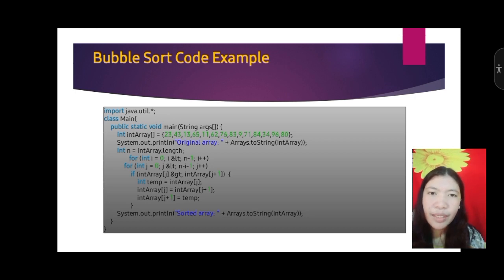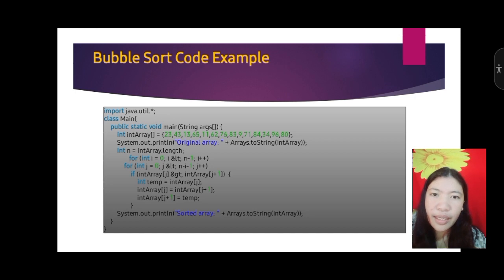Then we have the values. We are declaring the values: 23, 43, 13, 65, 11, 62, 76, 83, 9, 71, 8, 4, 34, 96, and 80. So we print the original array: System.out.println, the original array plus Arrays.toString(intArray). Then int n equals intArray.length.